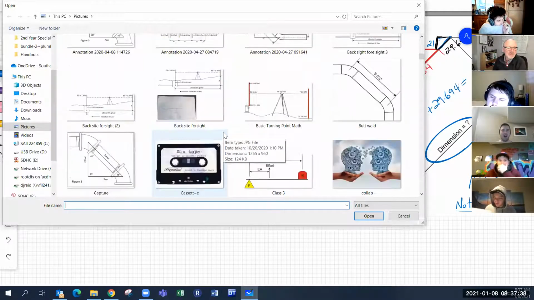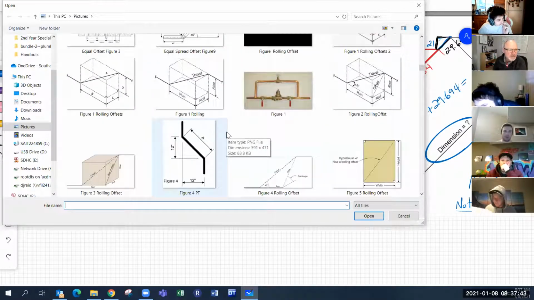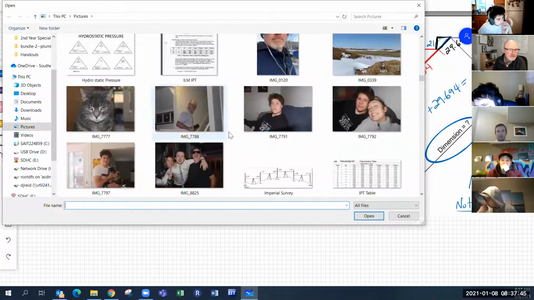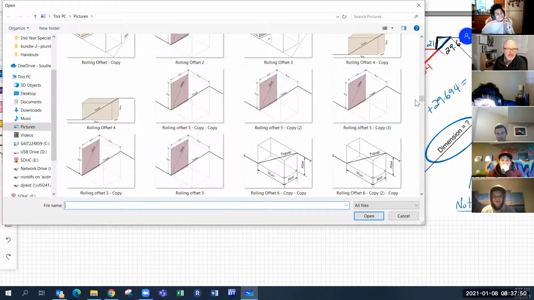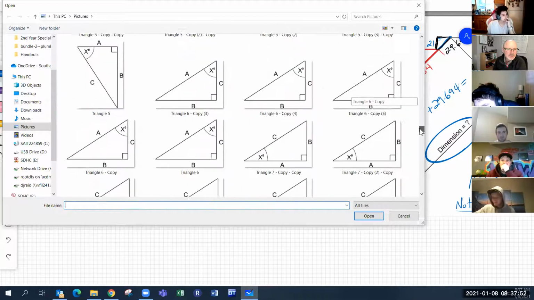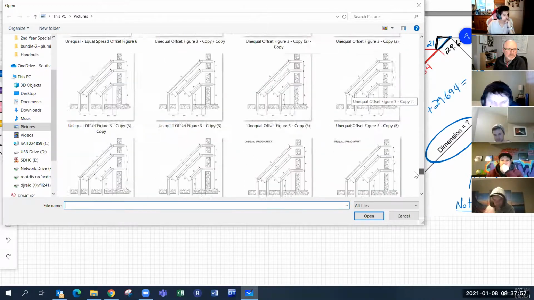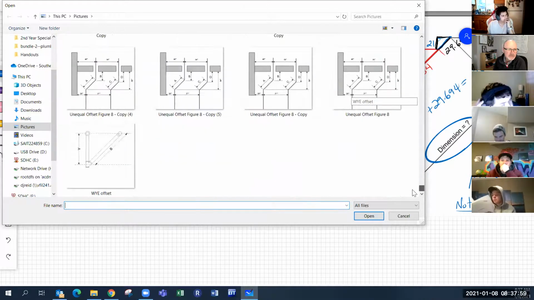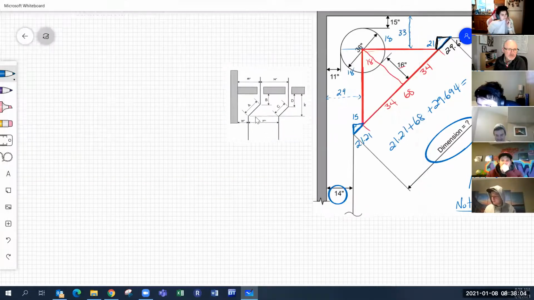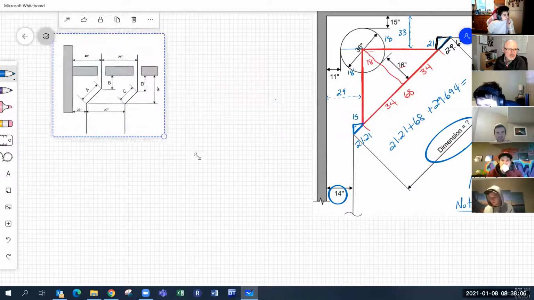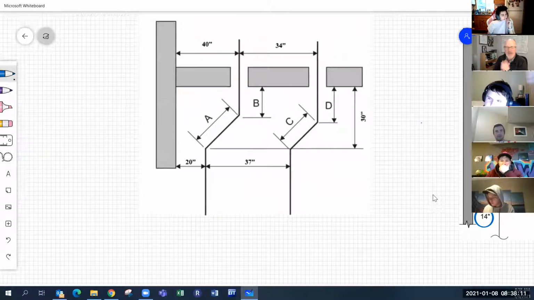Let's see what else I can do. I've got lots here. Like you don't see pictures of Doug in here. I think these are all rolling offsets. Okay, I'll do another one of those, Pat, in a minute.